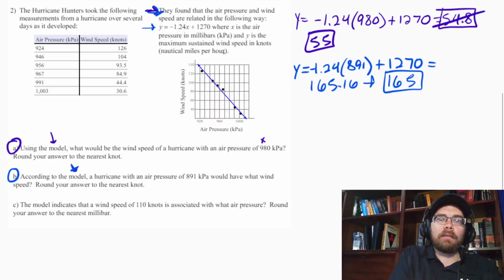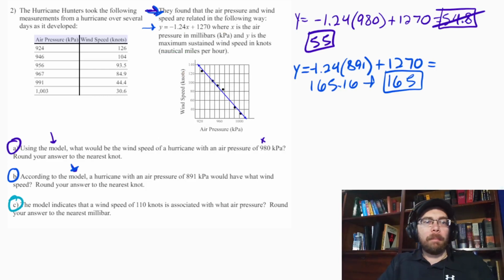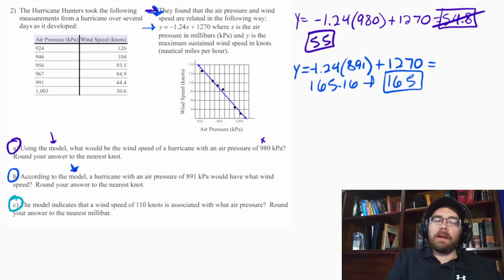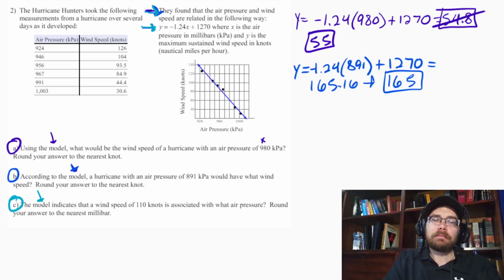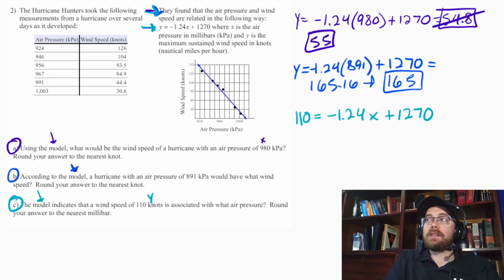All right, well, what about this one? The model indicates that a wind speed of 110 knots is associated with what air pressure? All right, well, the model. So this time they give you the knots. Well, that's the Y value, right? Knots is Y values. So that's going to be 110 equals negative 1.24 X plus 1270. We don't know what X is. Now we have to actually solve something.